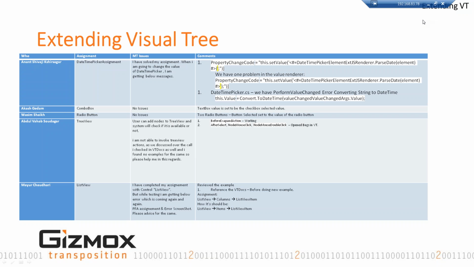Yeah, sure. In the DateTime picker assignment, we have found one issue in the property renderer, and we have delivered this bug to QA. That will be this issue: property change, set value, DateTime picker element, XTJS renderer, parse date. I will explain in a few minutes what exactly property change is and how we must use it.